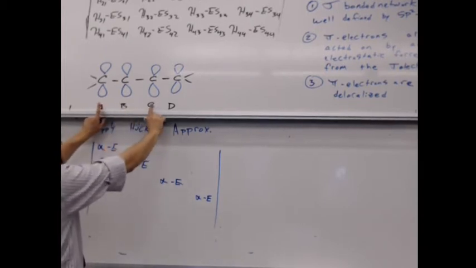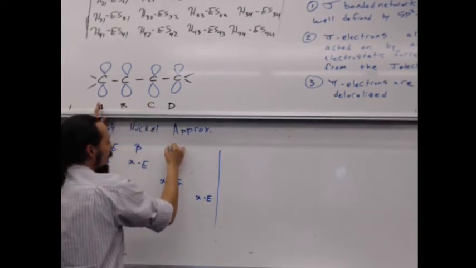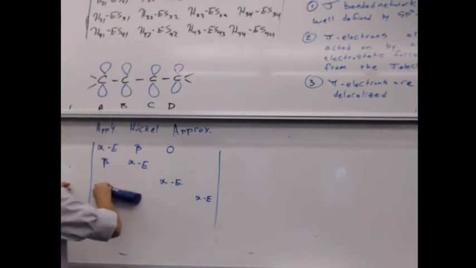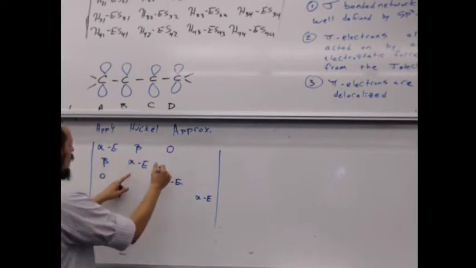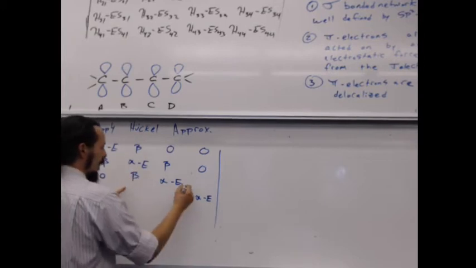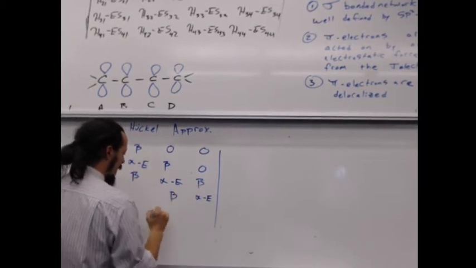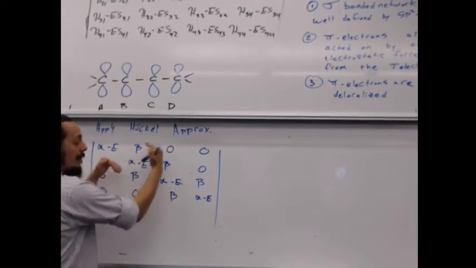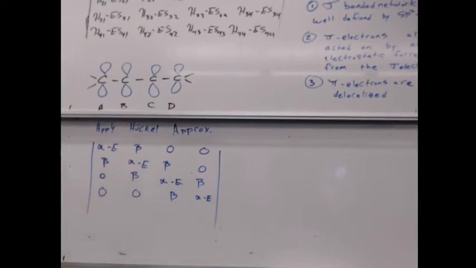If the carbons are split from each other, our first approximation is those carbons don't have an interaction. So I'm going to end up with a matrix like this, where along the diagonal I've got my alpha minus E, because all those integrals are the same. Anything that's 1 away from the diagonal is going to have the value of beta. Anything that's 2 away from the diagonal is going to have a value of 0.